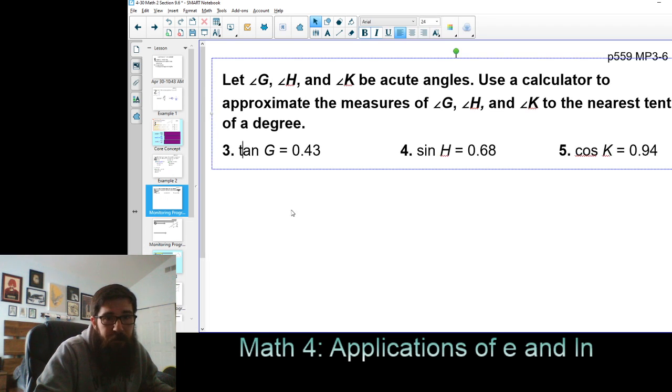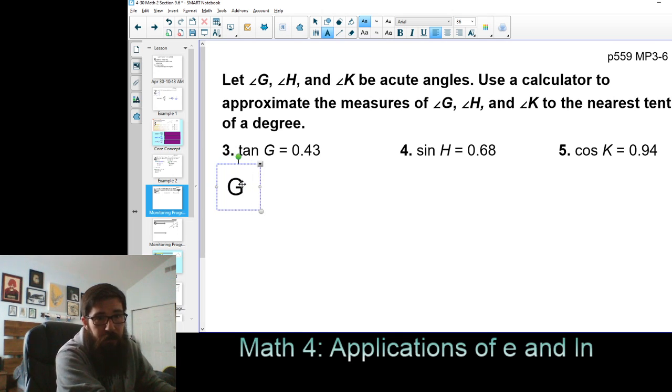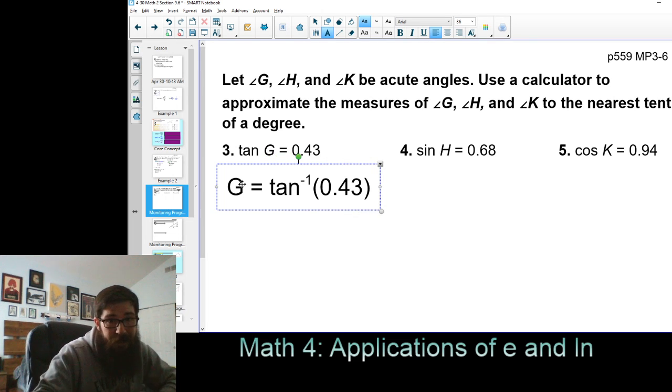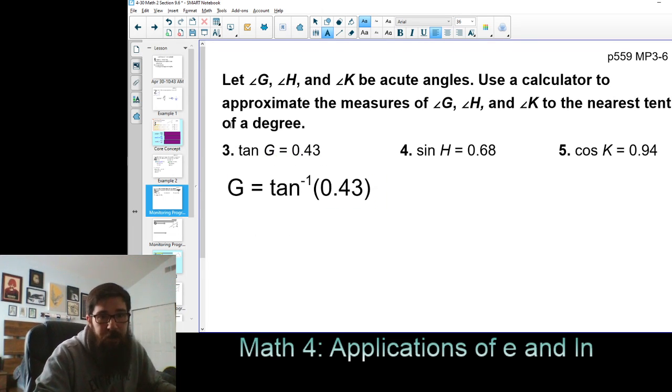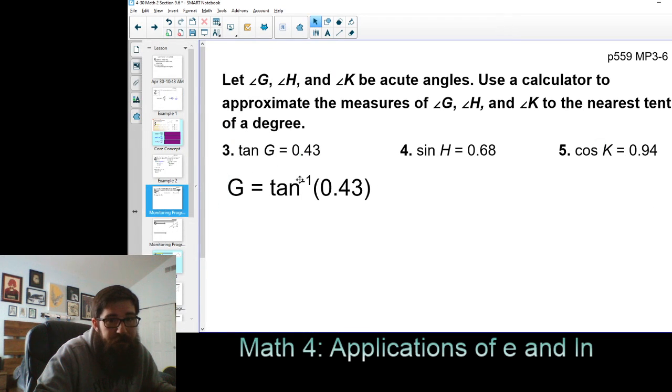What do I need for this next step here? For number 3, tangent of G is 0.43. That means G is the inverse tangent of 0.43. That's it. I literally need to type this into a calculator. Second, I'm going to hit the tangent button, and I'm going to get my 0.43. 21 point, because we're going to the nearest tenth again, you have 21.3 degrees. That's it.